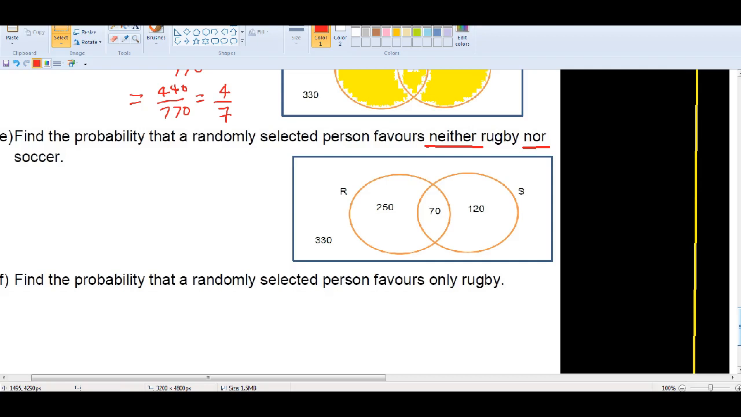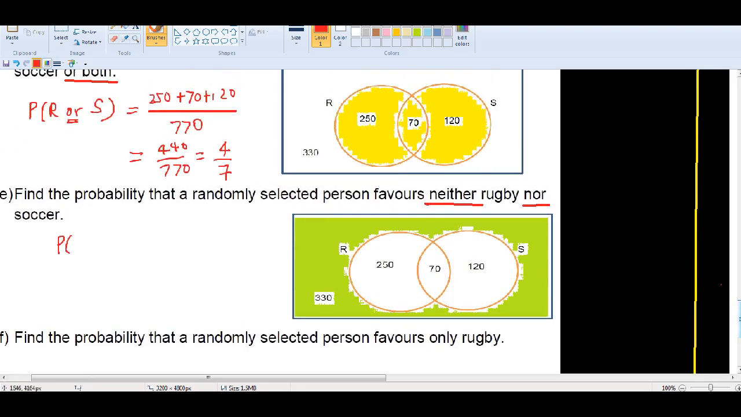Okay, since this time it's neither rugby nor soccer, you need to find those people who are not interested in either sport. Okay, it should be this part, right? So in this case, it should be the probability of not R nor S. Then we use the numbers outside the two circles. Alright, so I should have 3 over 7. That's it.